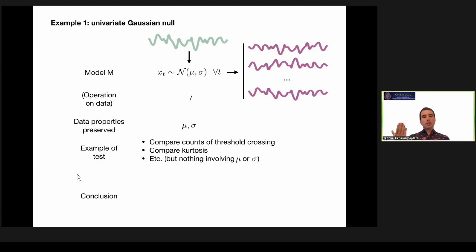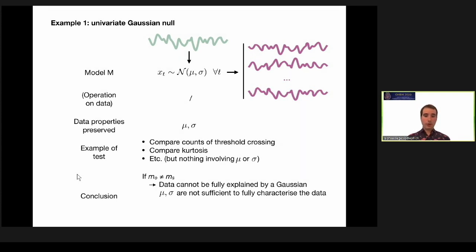Now, how can we conclude about the results that we have from this test? In the case where MO is different from MS, this means that data cannot be fully explained by a Gaussian, by a univariate Gaussian. In other words, this means that mu and sigma are not sufficient to fully characterize the data, and there is some statistical information beyond these two metrics.